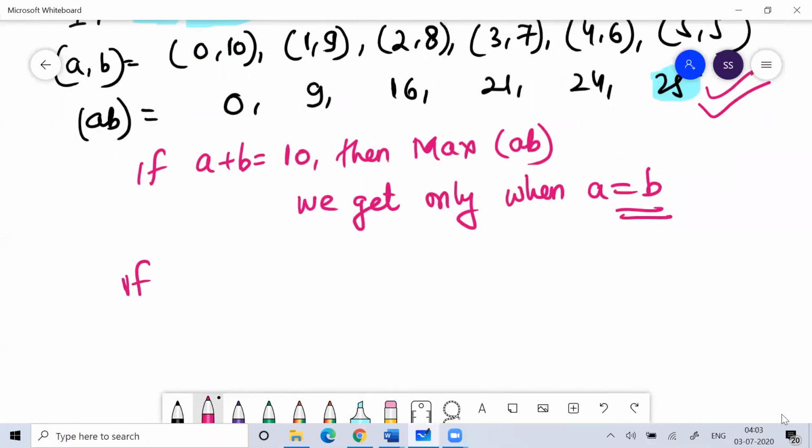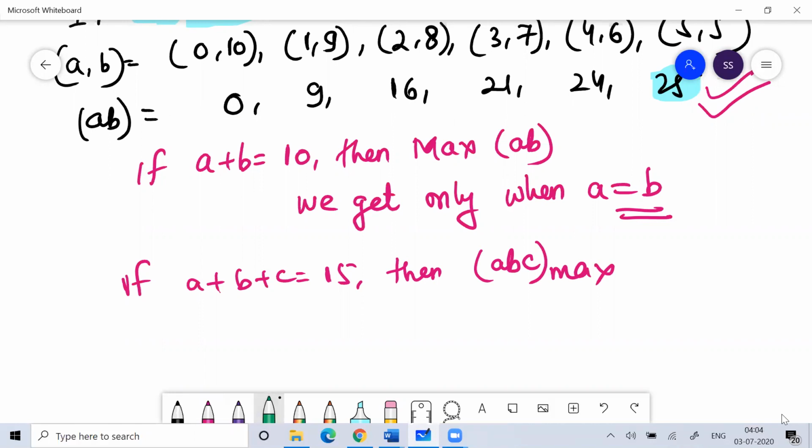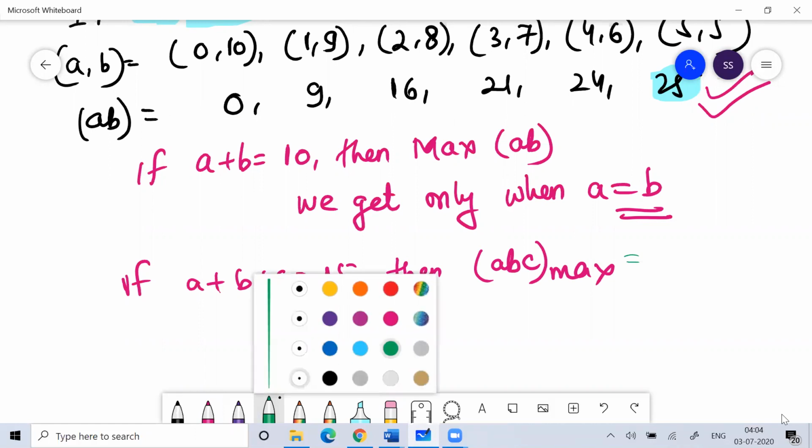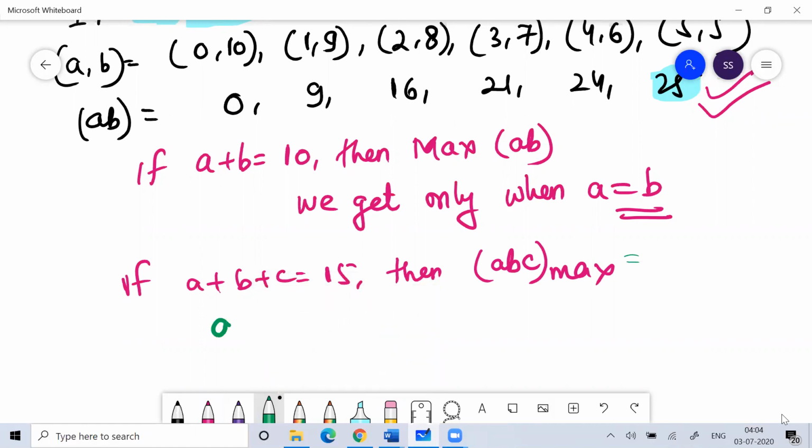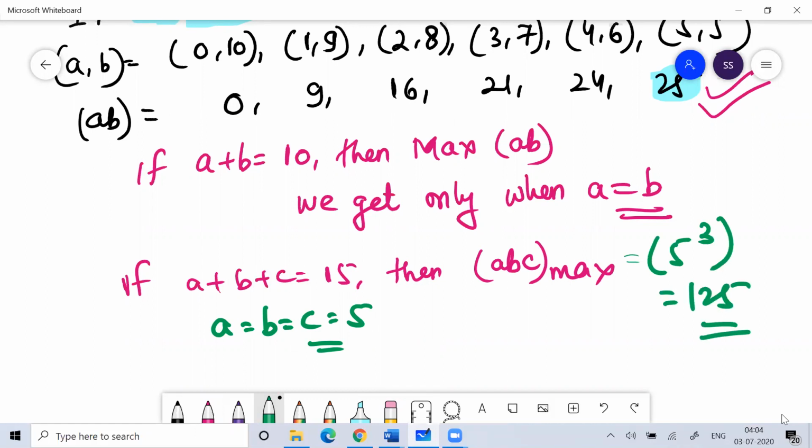Similarly, if a plus b plus c is equal to 15, then what is the maximum value of a into b into c? You can say that will be when they are equal. When they are equal, they should each be 5. So the maximum value is 125. You can tell this answer very easily, because if you divide 15 by 3, you get an integer.